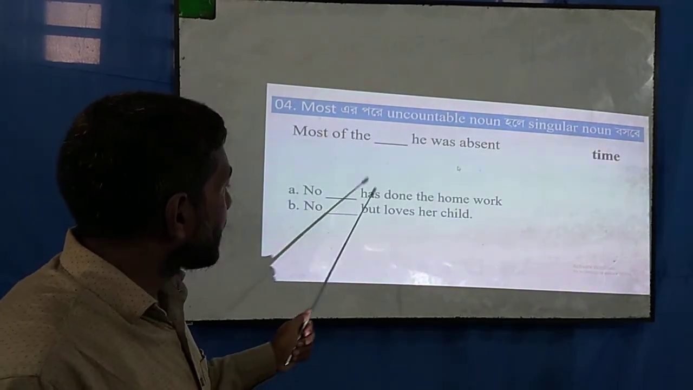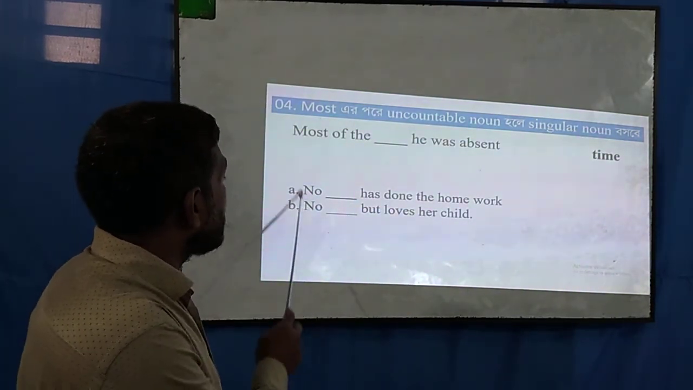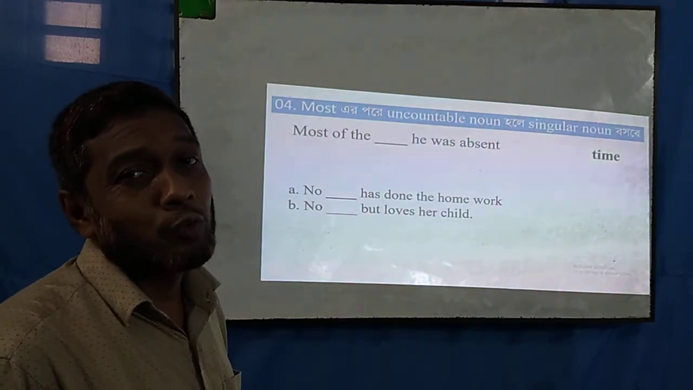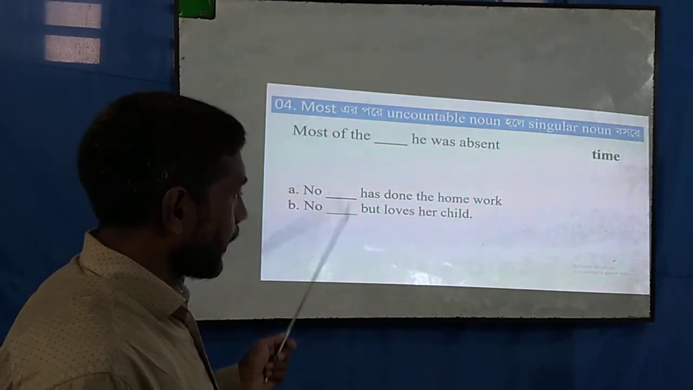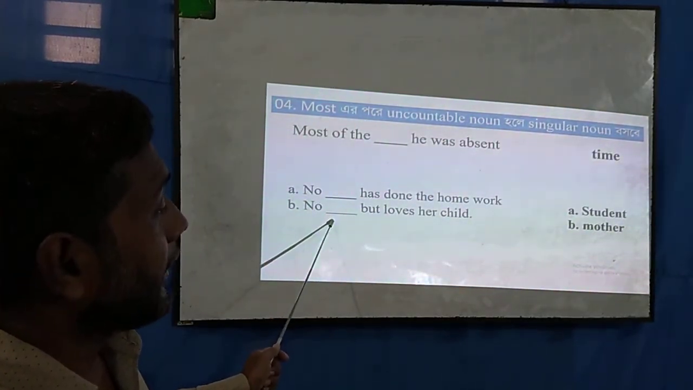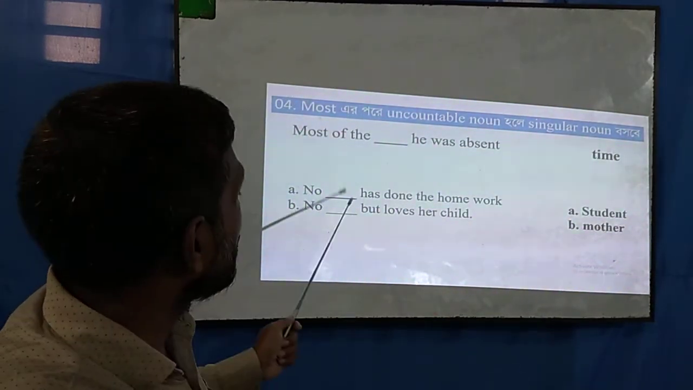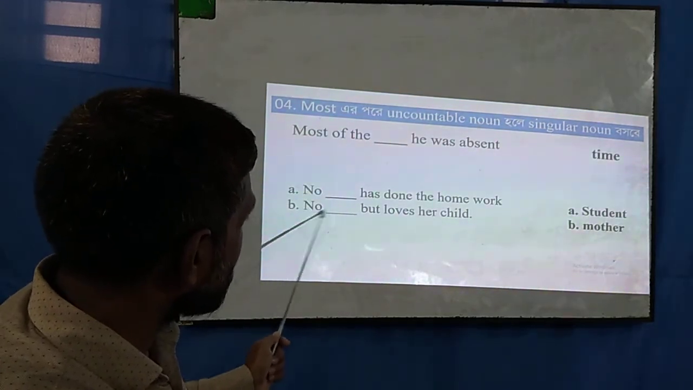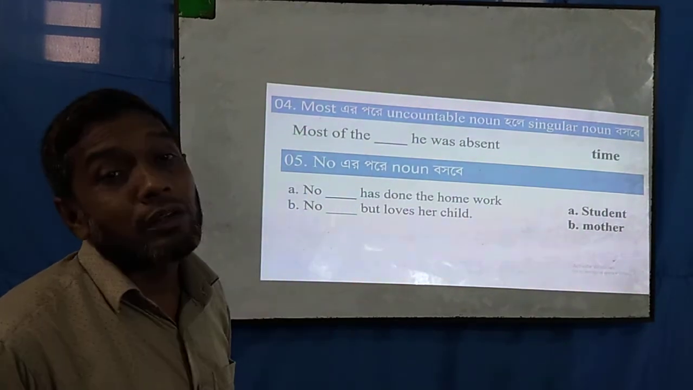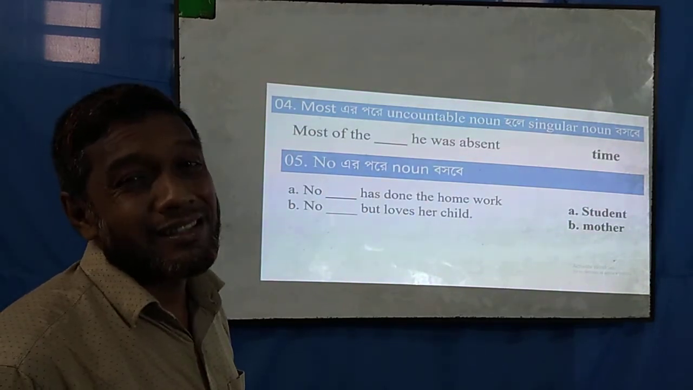Here: no dash has done the homework. So no is an adjective, and we know after an adjective a noun should be used. So this place is fixed for a noun. So what will we write? No student and no mother. But in the box there are different types of parts of speech. I will not use them because I know by seeing this adjective I have understood the noun should be used. So this will be the rule. No এর পরে noun বসে. Why? Because we know the part of speech of no is an adjective.